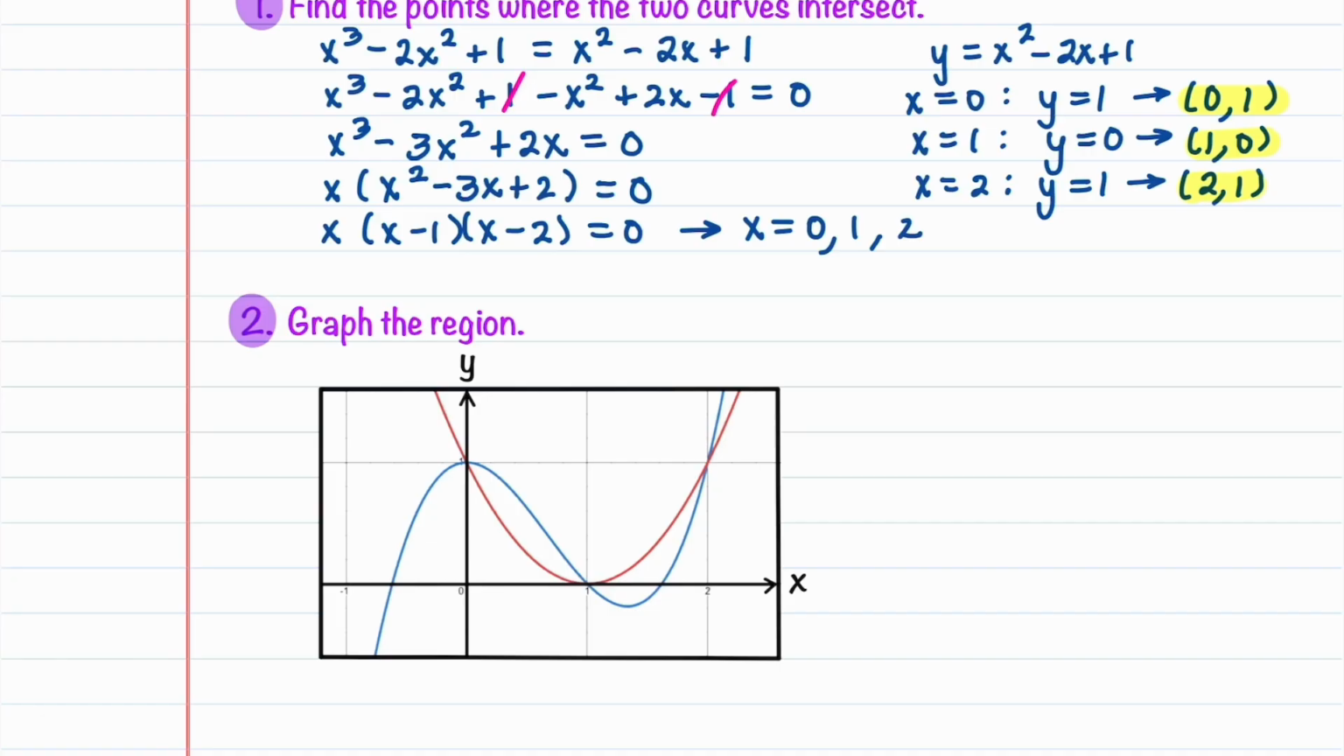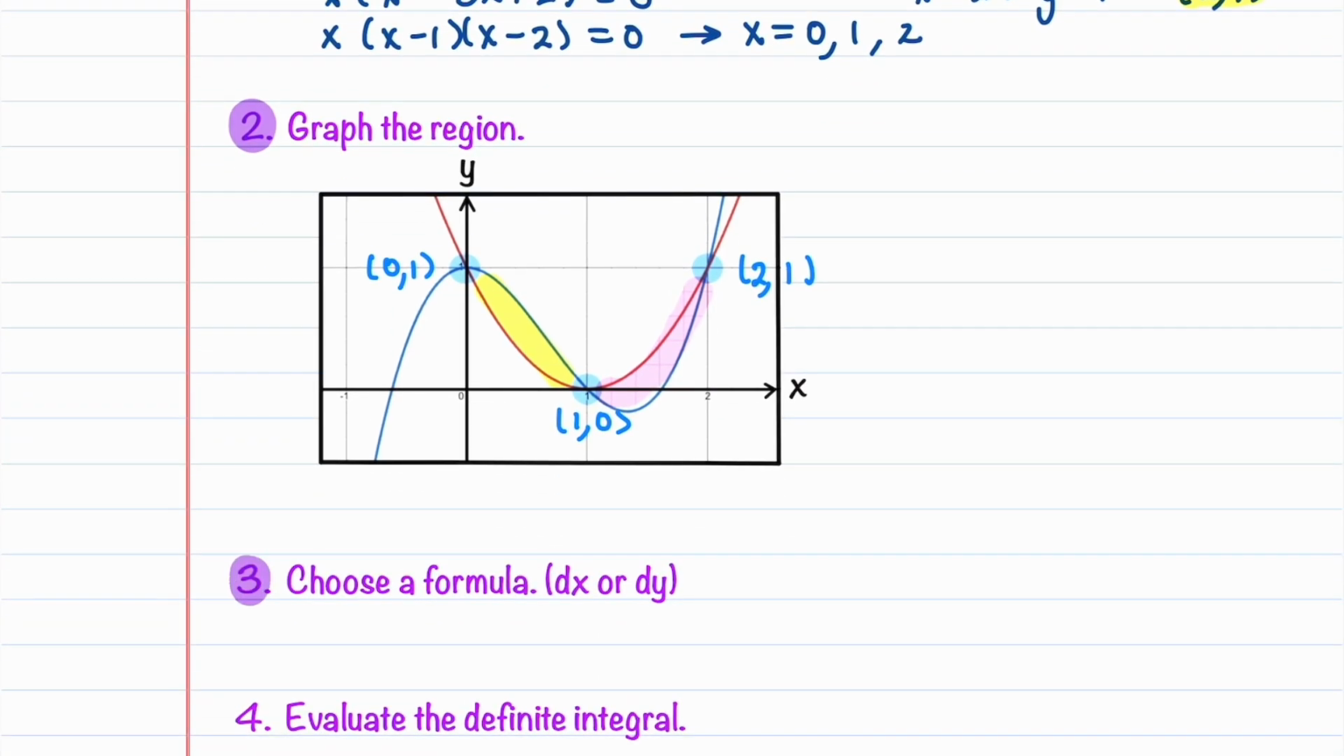These are the points 0, 1, 1, 0, and 2, 1. We'll write that down. This is 0, 1. This point is 1, 0. And this point is 2, 1. Notice that the area between these two curves is broken up into two regions. Here's our first region, and here is our second region.